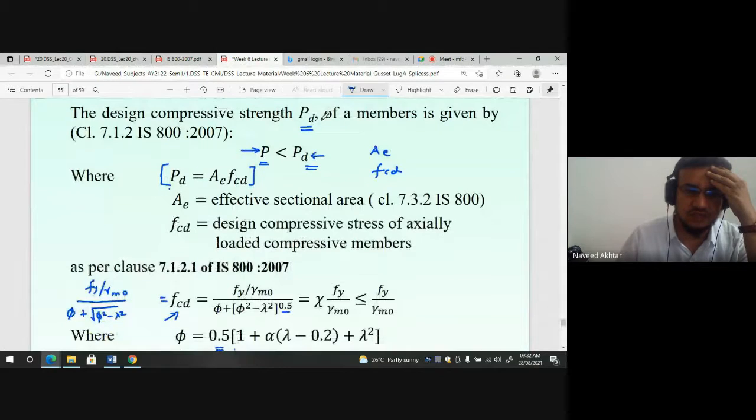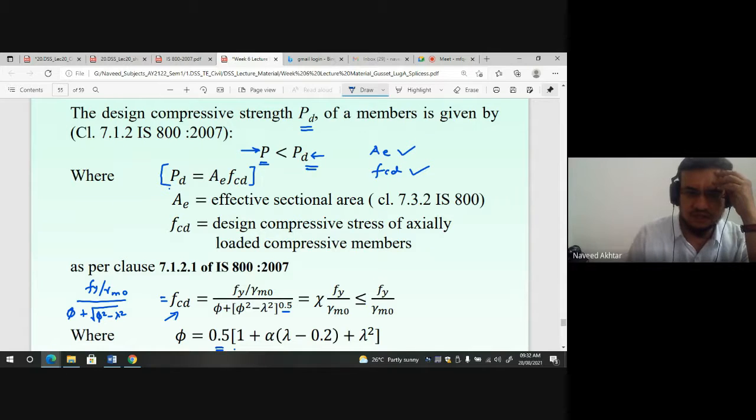Design compressive strength of member PD is equal to AE into FCD. I have also told you how to find FCD, by using the empirical equation, and the equations are all given in your IS 800 2007. IS 800 2007 is allowed in your examination, so you don't need to remember that. Then AE is nothing but the effective cross section area.